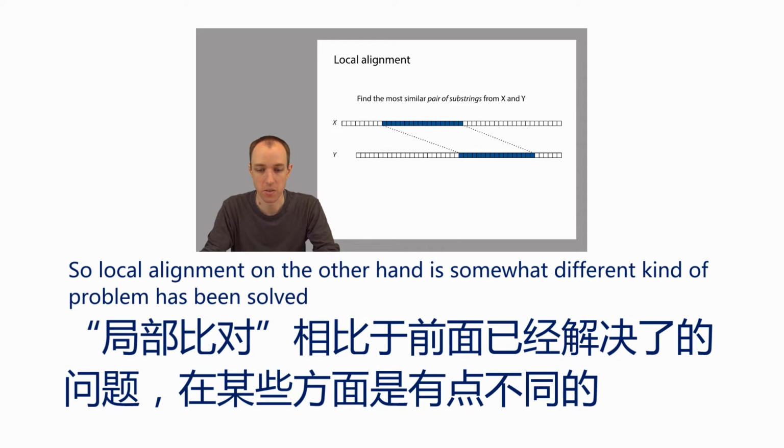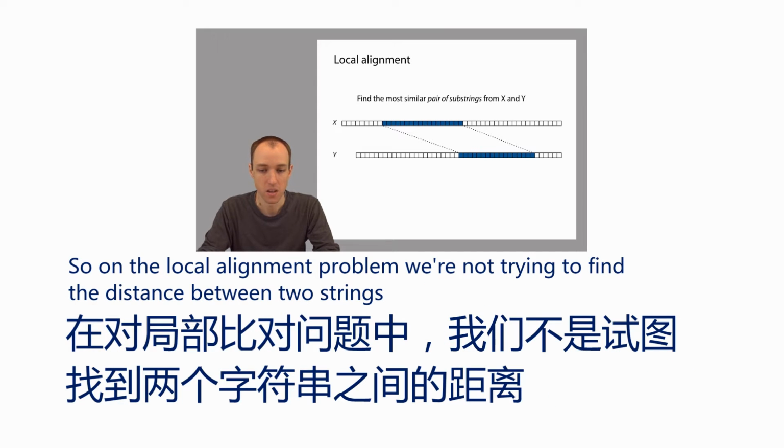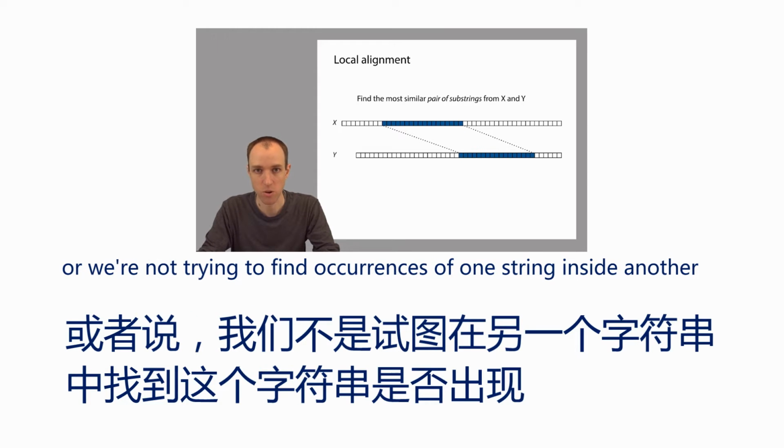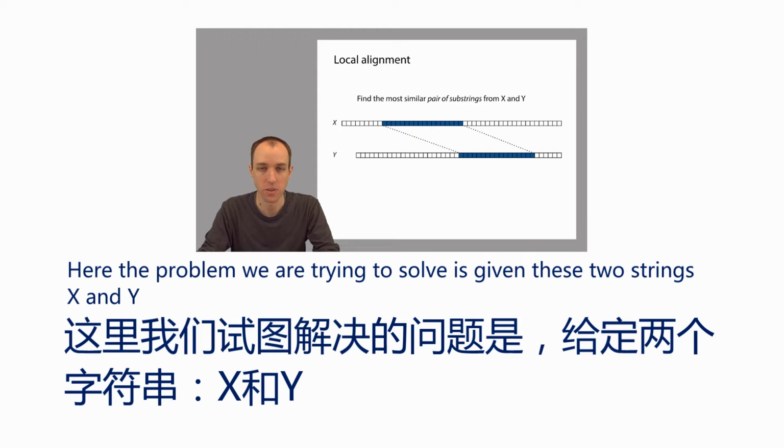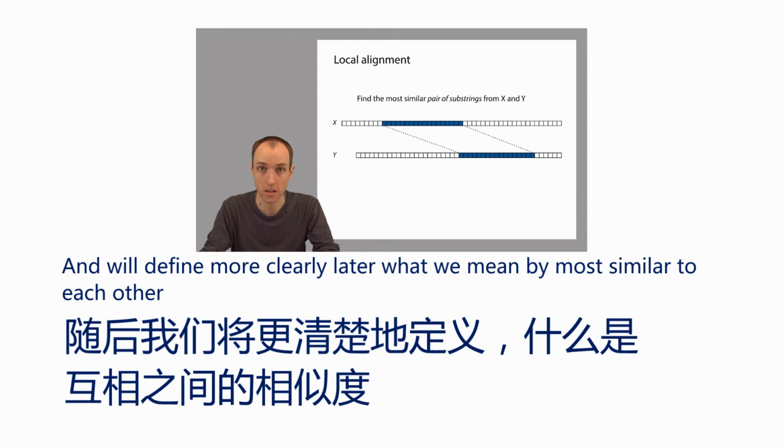So local alignment, on the other hand, is a somewhat different kind of problem that's being solved. Although surprisingly, it will turn out that the solution is quite similar still to the solution for edit distance. So in the local alignment problem, we're not trying to find the distance between two strings, and we're not trying to find occurrences of one string inside another. Here, the problem we're trying to solve is, given these two strings, x and y, we'd like to identify the substring of x and the substring of y that are most similar to each other. And we'll define more clearly later what we mean by most similar to each other.